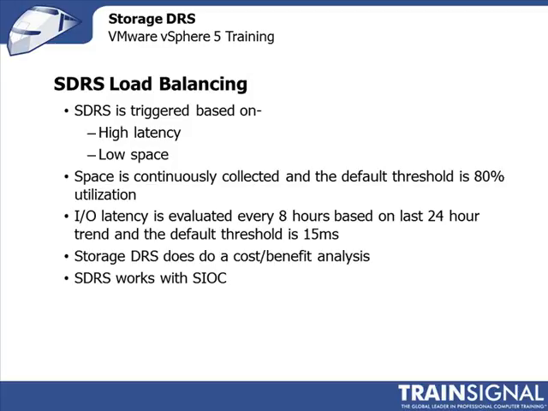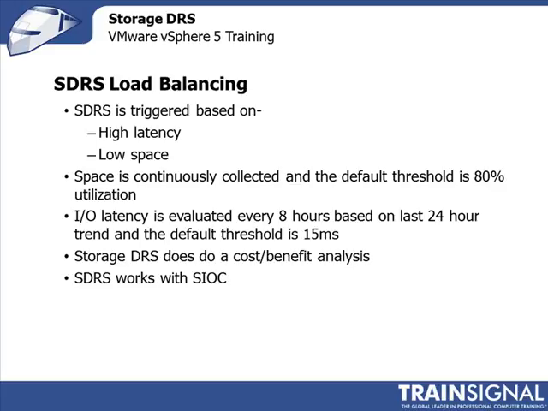Another one of the things that Storage DRS does is load balancing. So SDRS is triggered based on high latency of a data store and low space on a data store. So these things have to happen for the Storage DRS algorithm to take place to determine if a virtual machine needs to be moved. So the space utilization is continuously collected by vCenter, of course. That's already been happening. But now you have the space utilization metric being used with SDRS. So the default threshold to trigger the SDRS algorithm is 80% utilization. So when the utilization of a data store gets above 80%, then that can trigger the SDRS algorithm. Another metric is I/O latency. So if the I/O latency gets above the default threshold of 15 milliseconds, then the SDRS algorithm can be triggered.